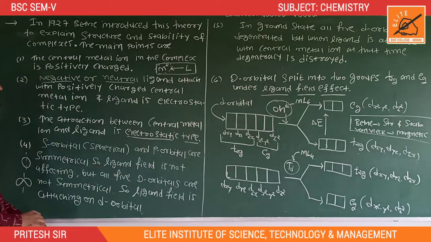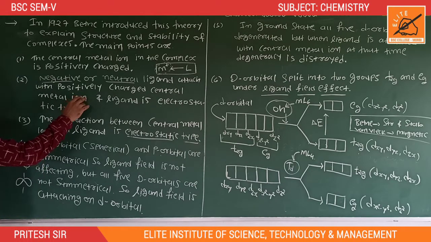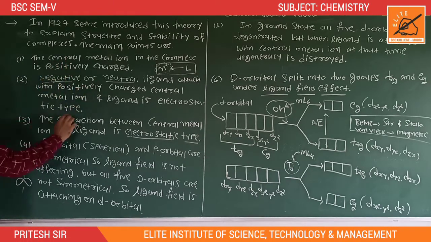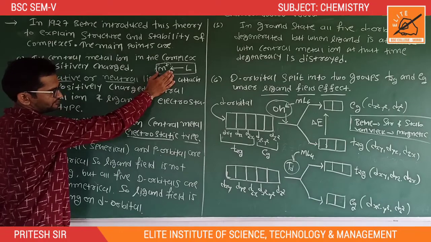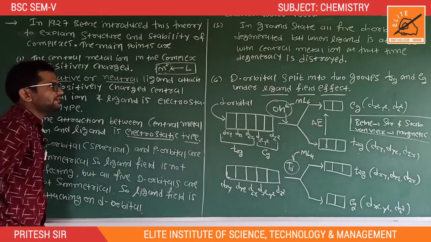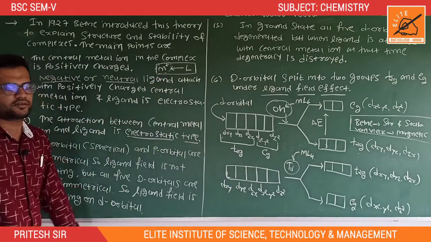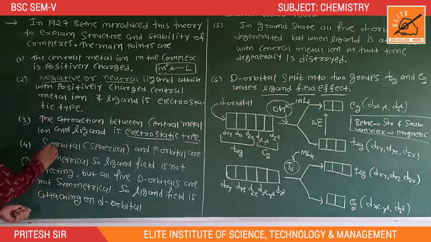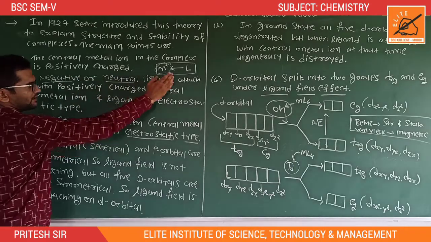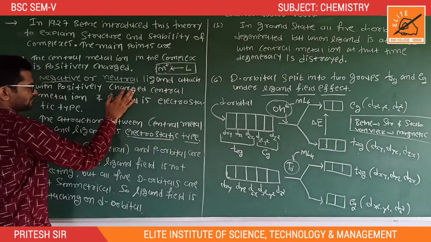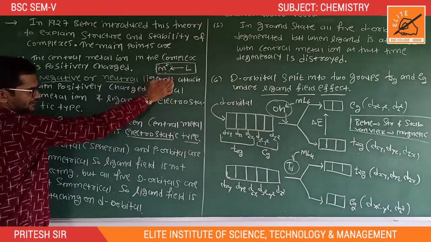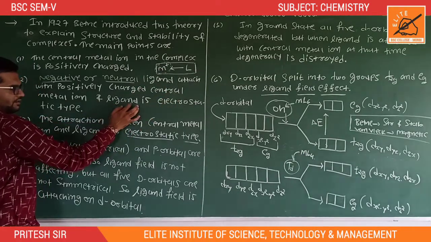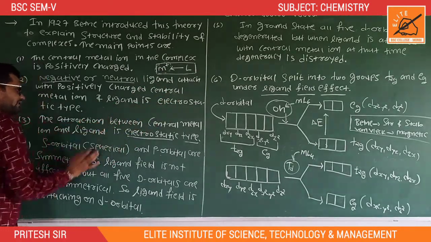So the first point of the explanation of CFT is the central metal ion is positively charged and it contains a cation. It comes from d block elements. D block means 3d, 4d, 5d series. And the second one is a negative or neutral ligand attached with the positively charged metal ion, and the ligand is electrostatic type.